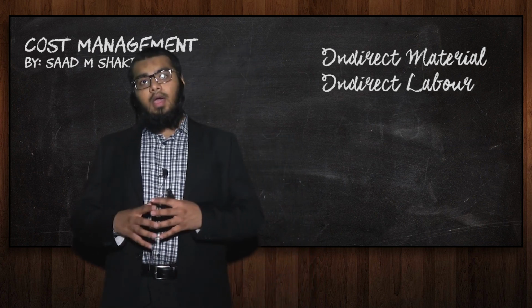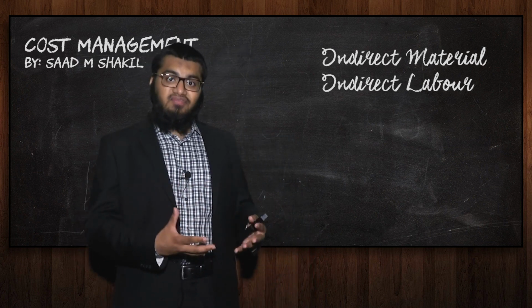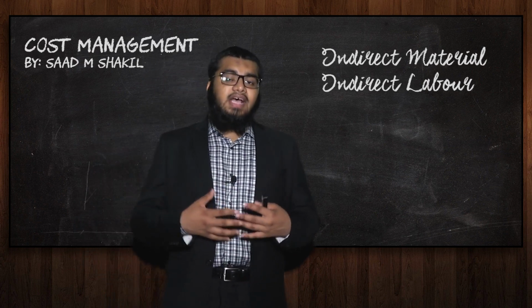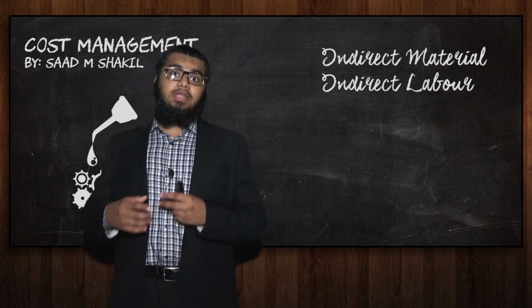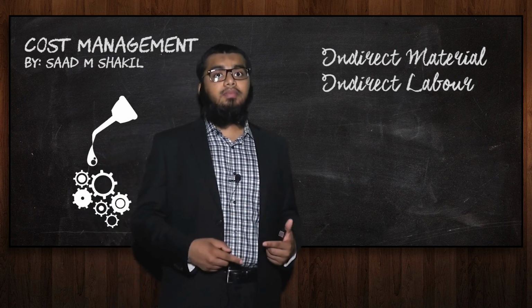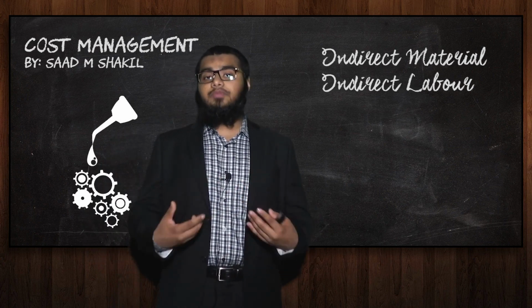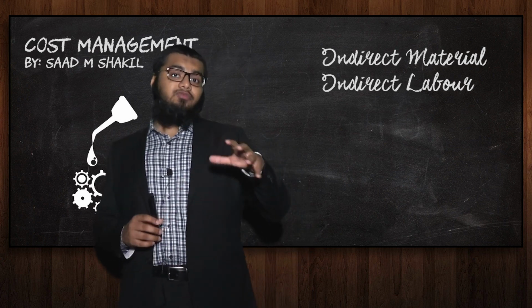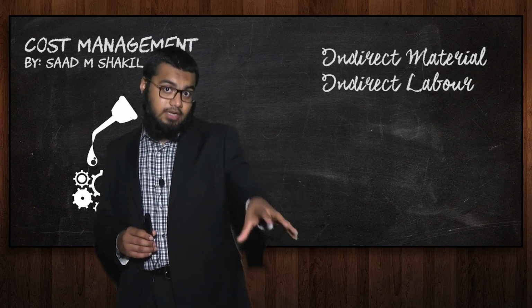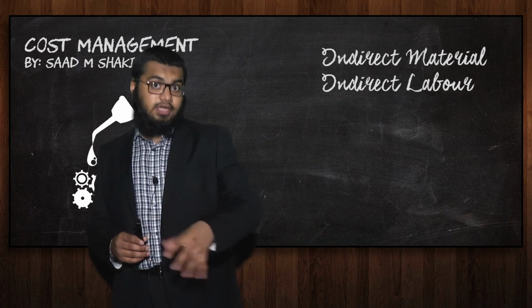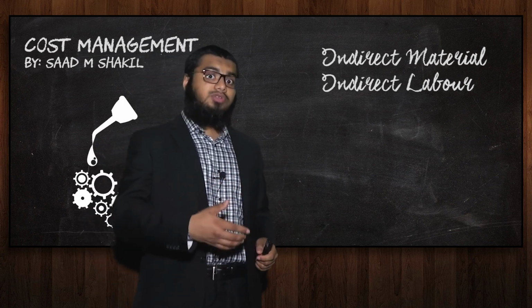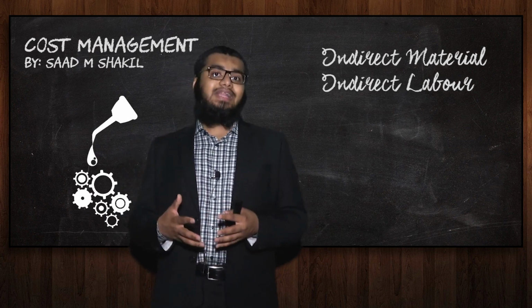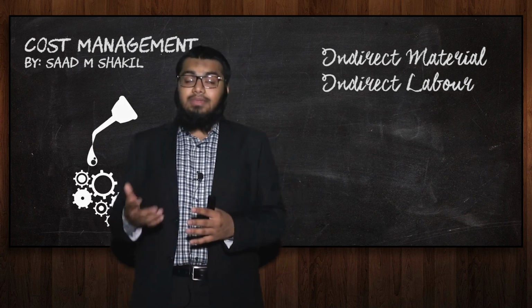For example, when there's production going on in a factory and there's a lot of machinery being used, there are certain lubricants that would be used in order for the machinery to continue production smoothly. This lubricant is not directly involved in the production of that particular product that the machine is producing, but without the lubricant you would not be able to continue production for a long time. This could be classified as indirect material.